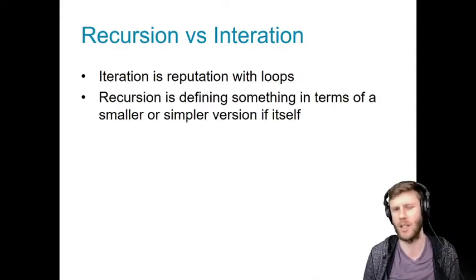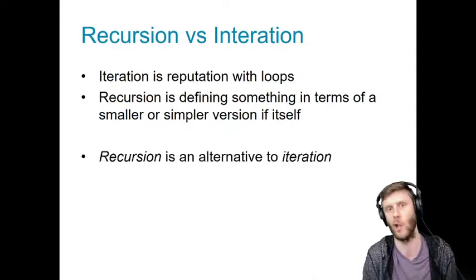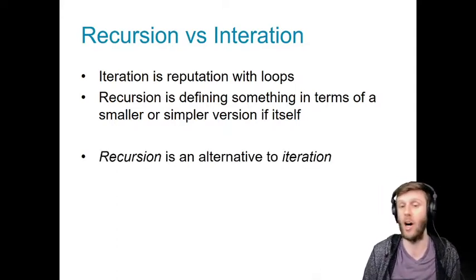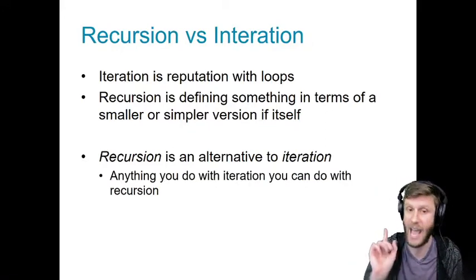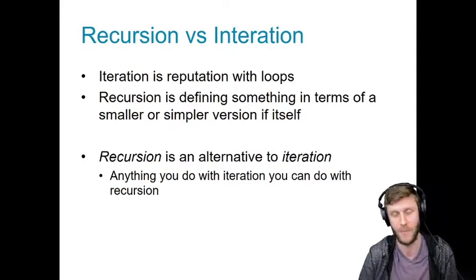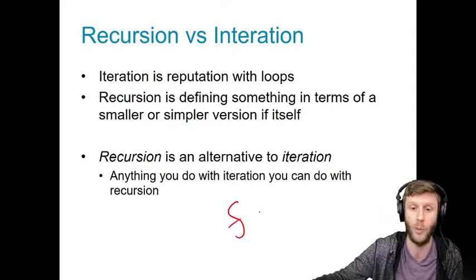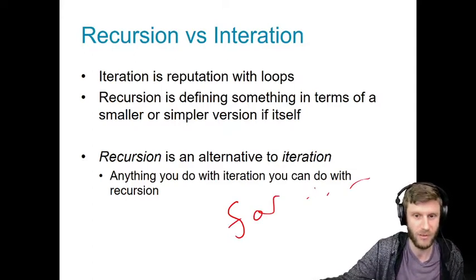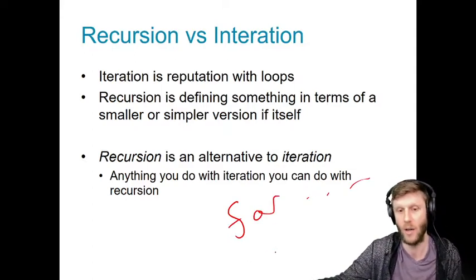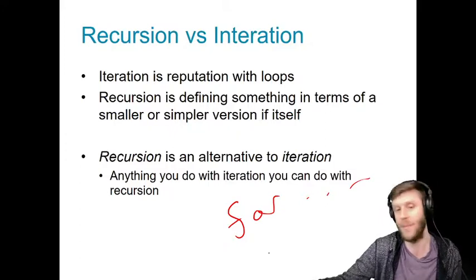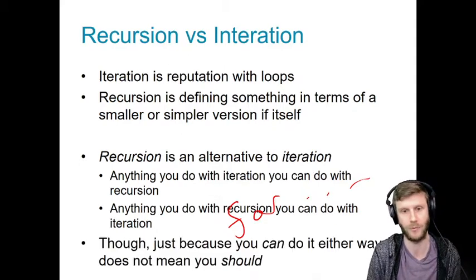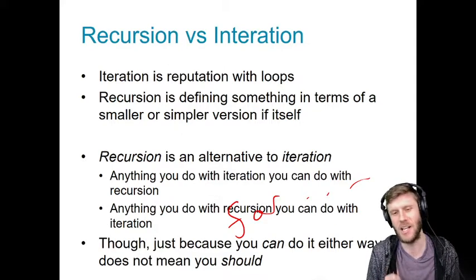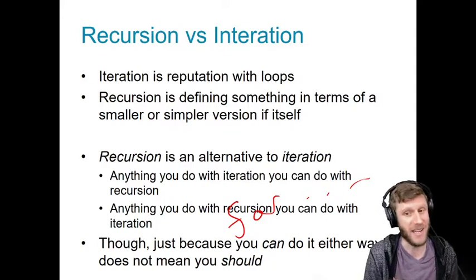Recursion is defining something in terms of a smaller or simpler or just a different version of itself to do something that seems a little loopy. Recursion is an alternative to iteration, and anything you do iteratively, you can do recursively, and anything you can do recursively, you can do iteratively. Basically what I mean is if you ever write a for loop to do something, I can do the exact same thing with recursion. Or if there's something you did with recursion, you can write it in such a way that you use a bunch of loops. But just because you can does not mean you should.